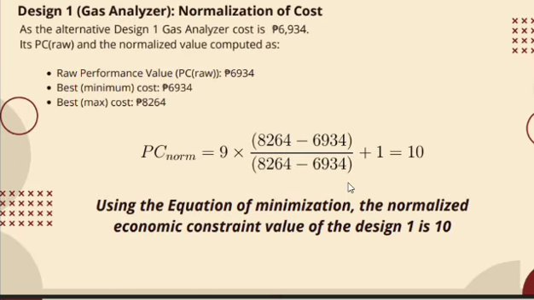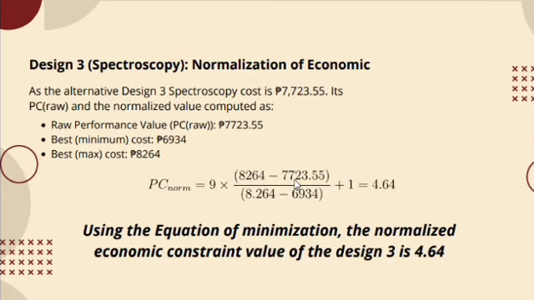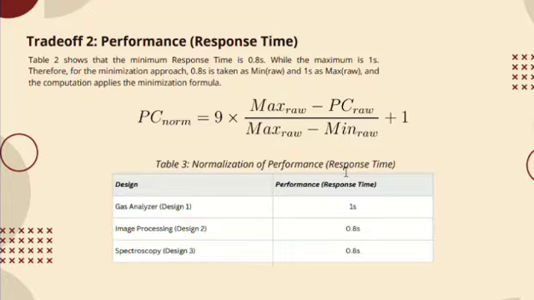The gas analyzer scores 10 on normalized cost, making it the most budget-friendly choice among the designs. In here, image processing scores lowest at 1, reflecting its high expense, while the spectroscopy has a moderate score of 4.64, indicating its reasonable price. Next, we evaluate performance based on response time, ranging from 0.8 to 1 second. Using the same normalization approach, quicker response time scores higher, ensuring aligned evaluation with other criteria.